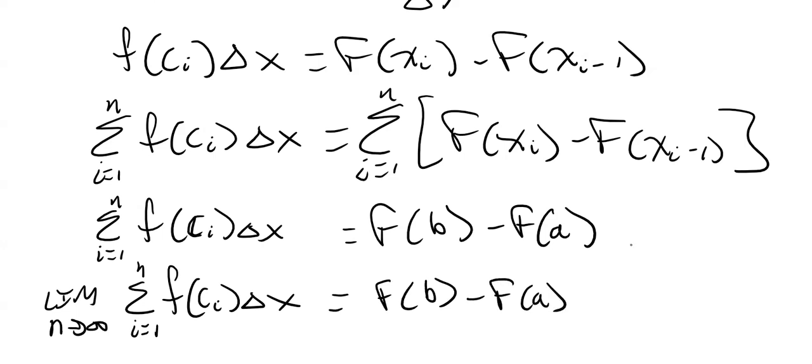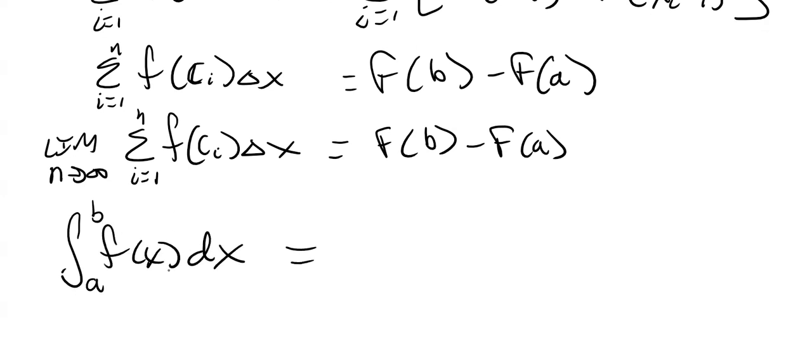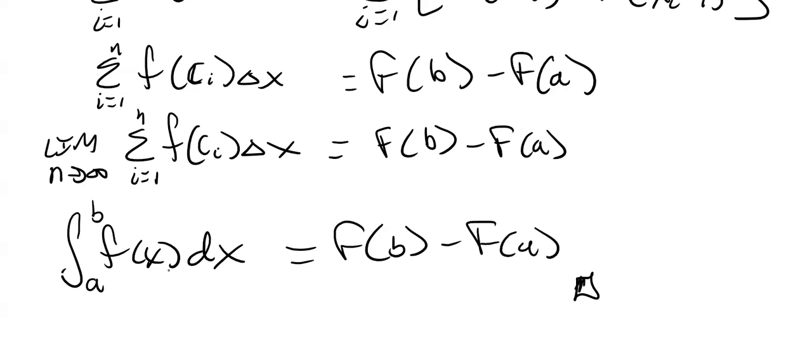This here on the left should look familiar to you. The limit as n goes to infinity of the summation from i equals 1 to n of f of some point in each one of those intervals times delta x. That should look familiar because that is the limit definition of the integral from a to b of f of x dx. And the right-hand side is f of b minus f of a. And there is our proof of that.